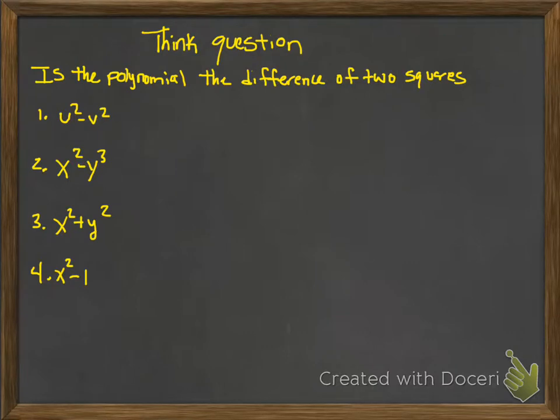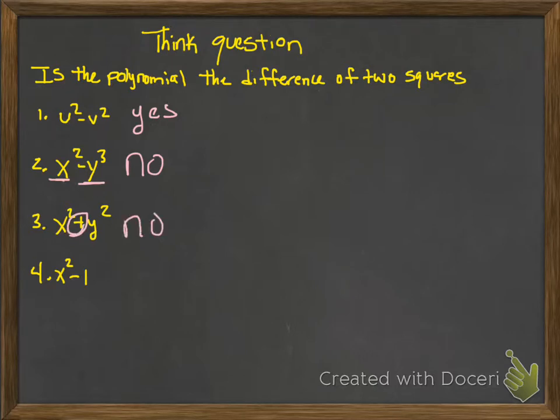So let's think about this a little bit. Is the polynomial a difference of two squares? So this first one would be, yes, they're both squared, and there's a minus sign, so yes. The second one, the x is squared, but the y is cubed. And remember, we need it to be squared, so the second one would be no. Third one, immediately we see a plus sign, so we're going to say no.